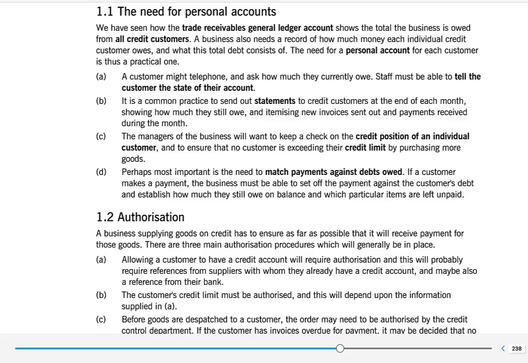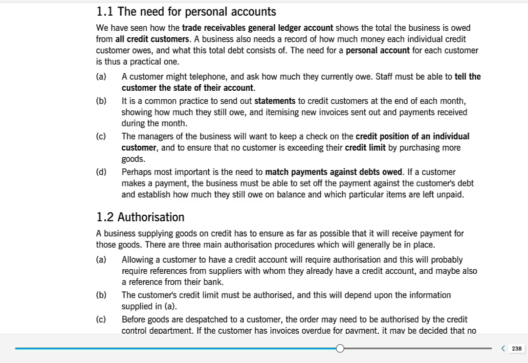Reason 1. A customer may phone and ask what they currently owe. This is the simplest real-life situation. A customer calls and says, "Can you tell me how much I owe you right now?" If the business only has a total trade receivables figure, it cannot answer. It needs the customer's personal account to see which invoices are outstanding, which payments have been received, whether there are credit notes, and the current balance.